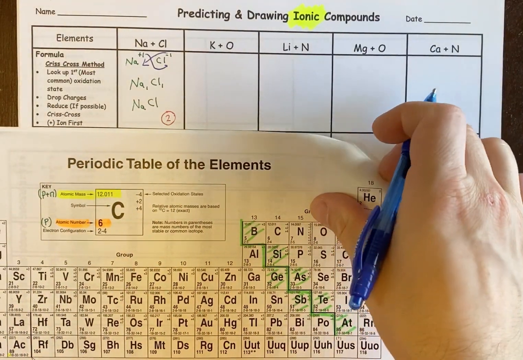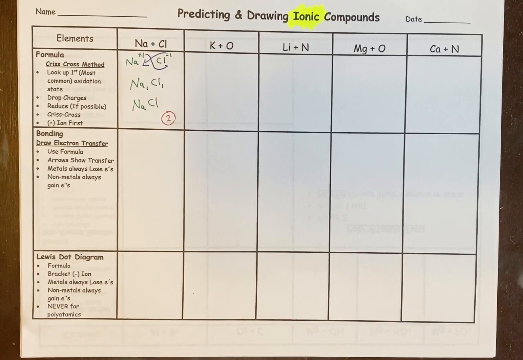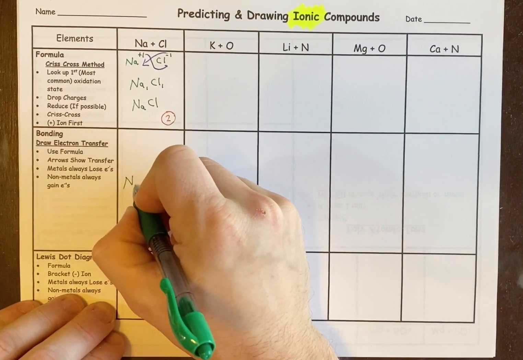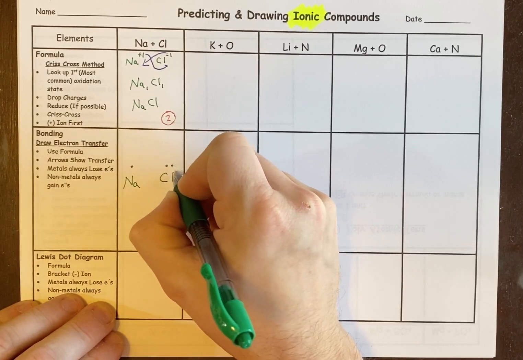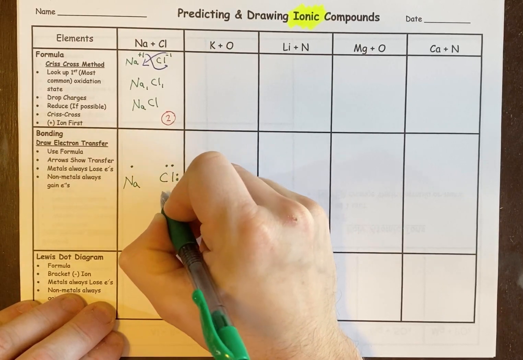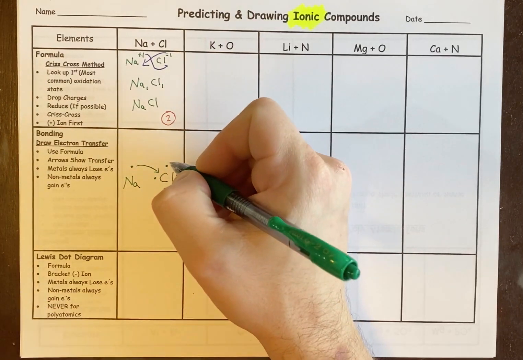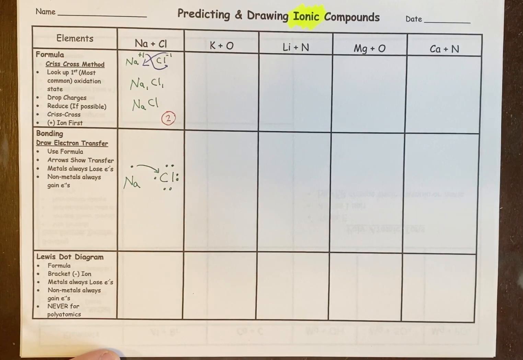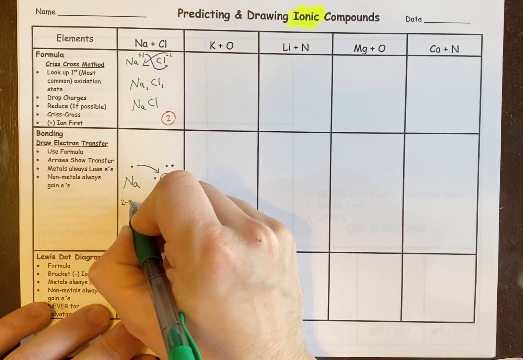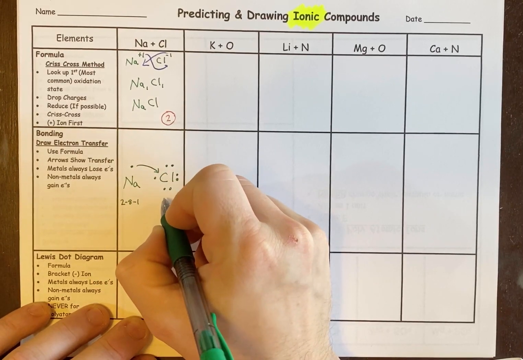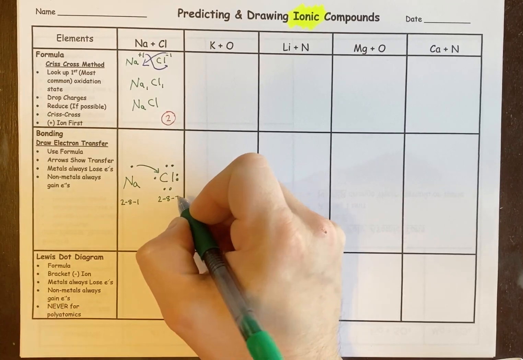Now to draw the bonding, it's pretty simple. You draw your Na, which has 1 valence electron. Chlorine has 7. You can look them up. Since it's ionic, we use an arrow to show the transfer. And that's it. The reason I knew that is sodium is 2, 8, 1 and chlorine is 2, 8, 7. Again, you can look that up.